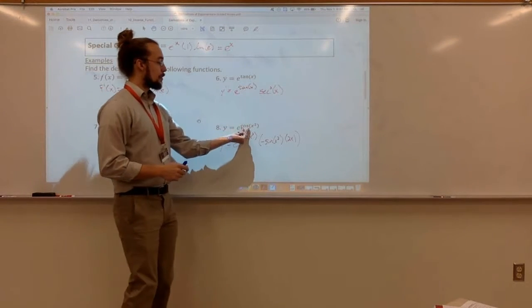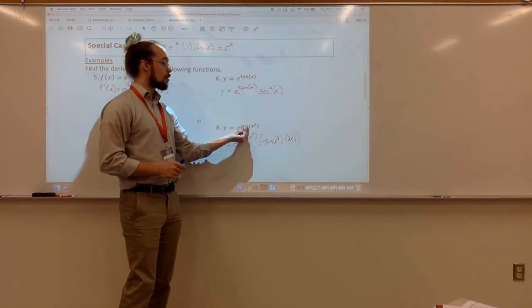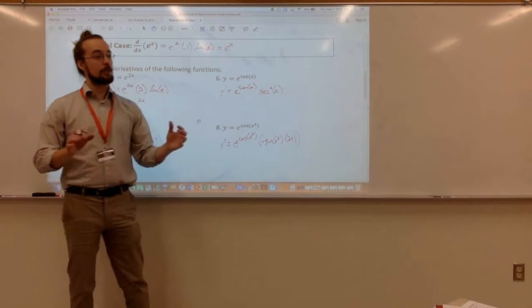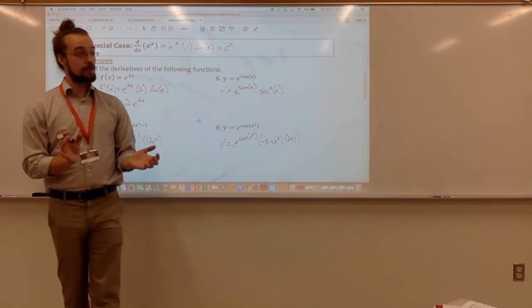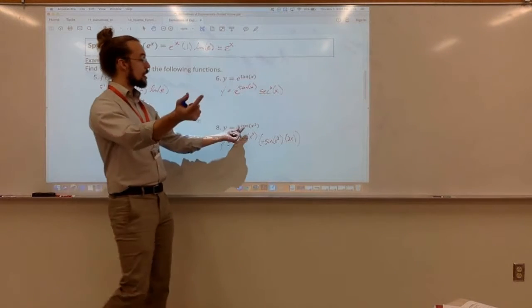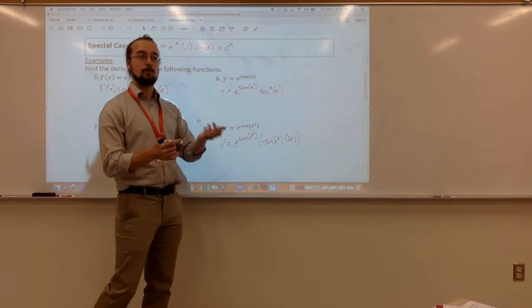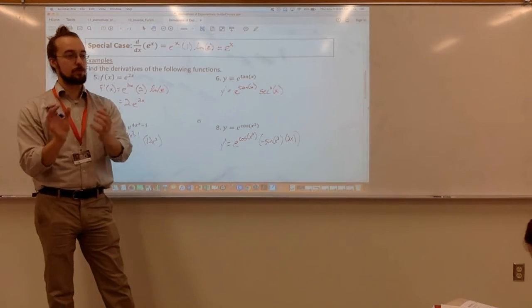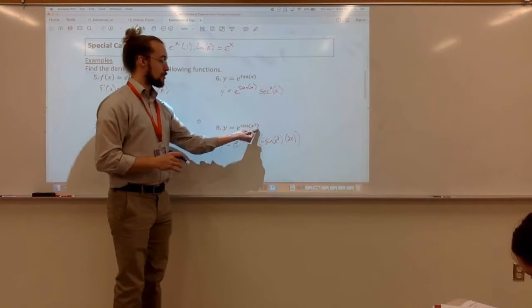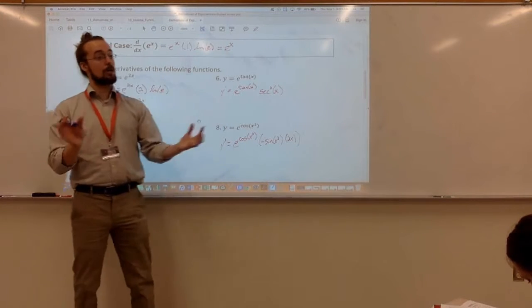We're not multiplying cosine times x squared. We're taking cosine of x squared, right? So yes, if this were like x plus 2 times x squared, then we would do product rule. We're multiplying two functions together. But here, this is just one function. This is just cosine of x squared.